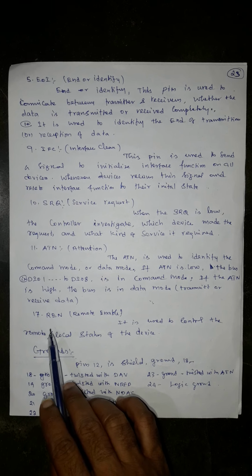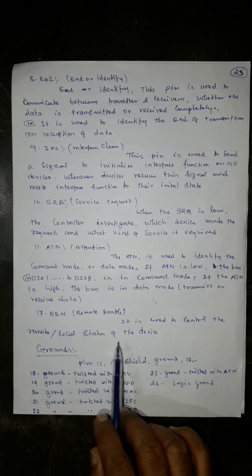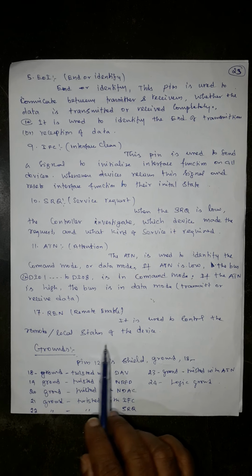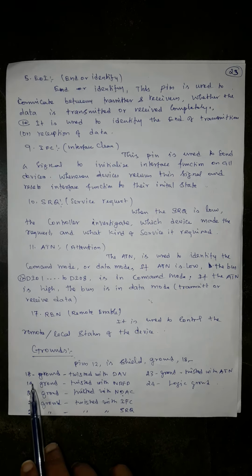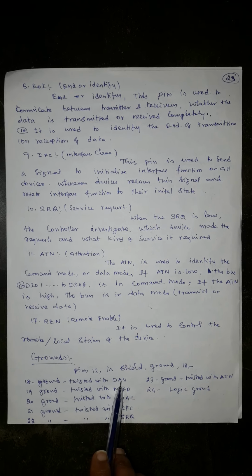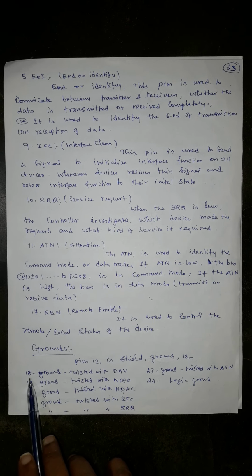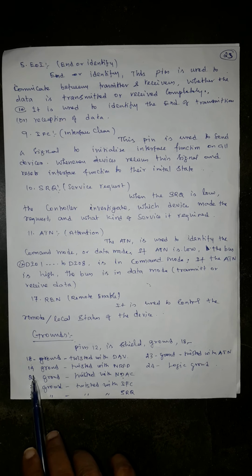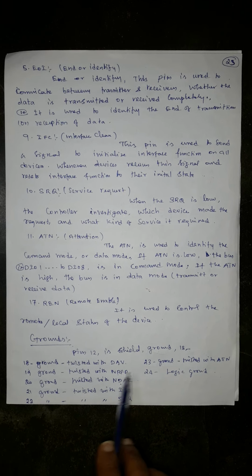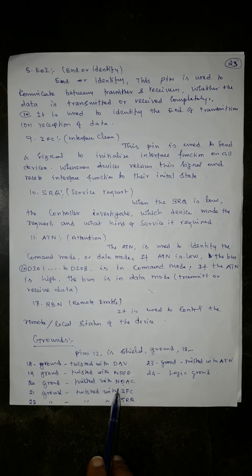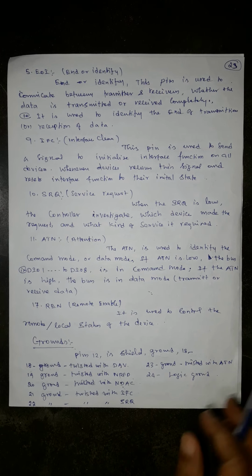Then REN, remote enable. It is used to control the remote or local status of the device. The corresponding ground pins are twisted pairs. The 18th pin is the ground for DAV, the 19th pin is the ground for NRFD. Correspondingly, the remaining pins are twisted grounds for their corresponding pins.